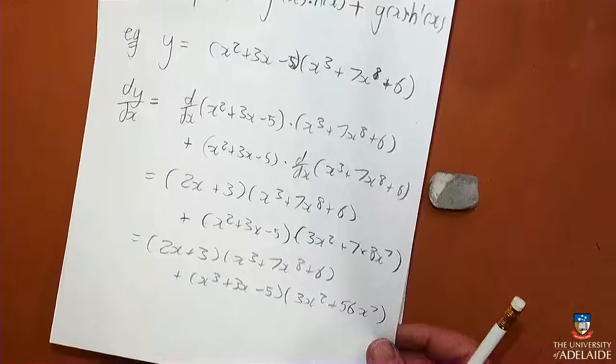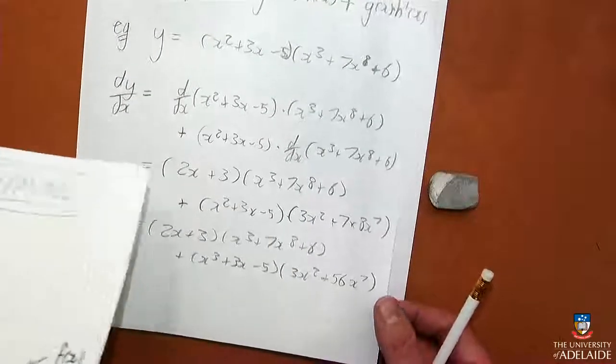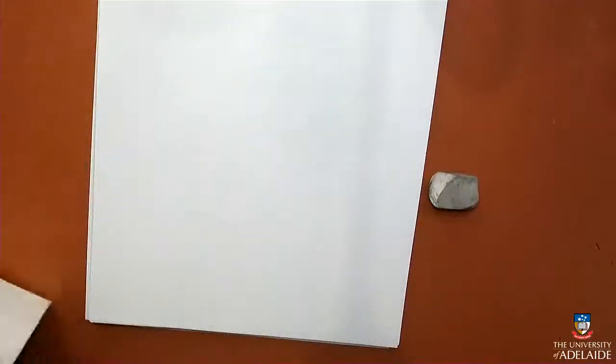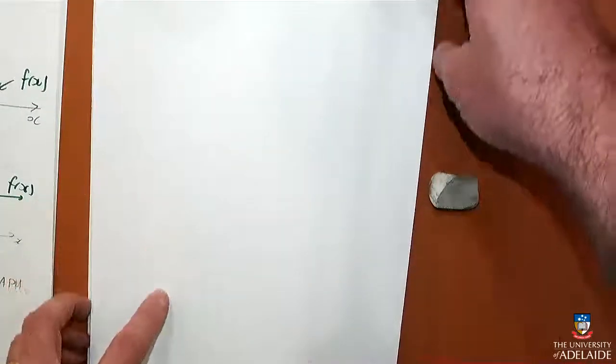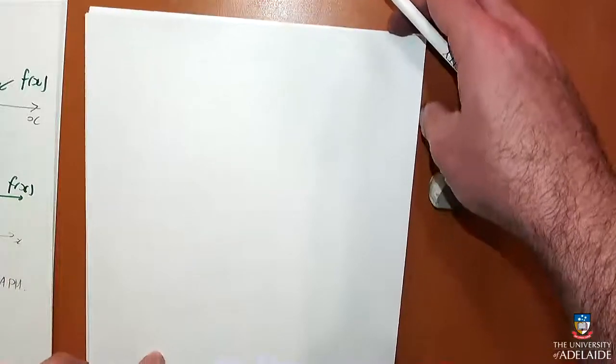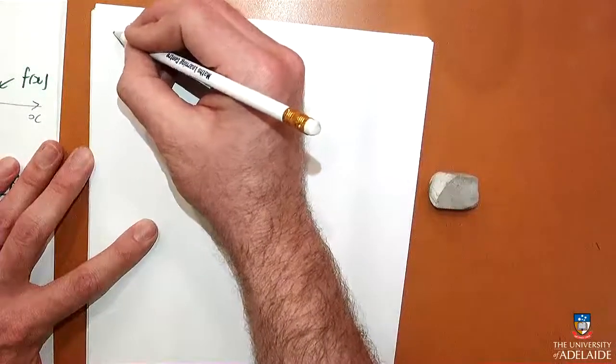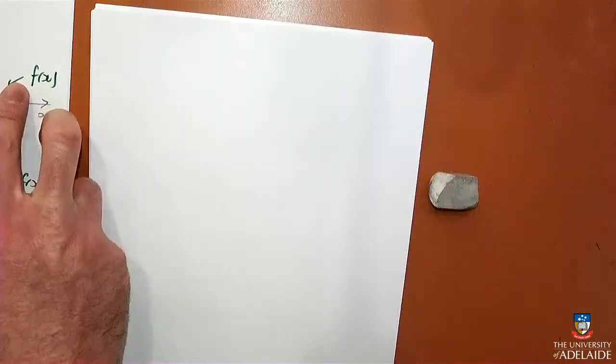Rightio. I'm going to come back and use the product rule again in a minute, but I just need to do another example first. What was I up to? 5.